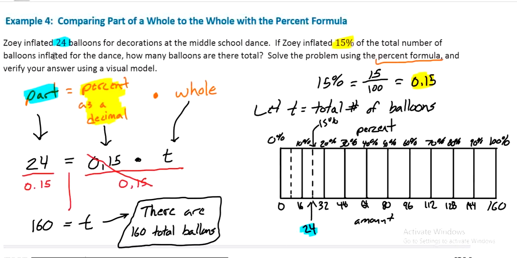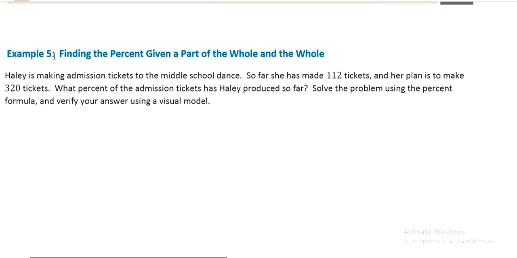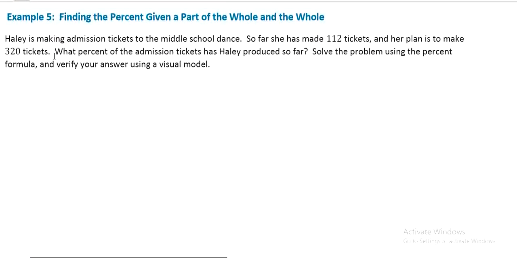Okay, moving along, we'll do example 5. Example 5, we will use the percent formula to answer this question. The question is, Haley is making admission tickets to the middle school dance. So far she has made 112 tickets. Her plan is to make 320 tickets. What percent of the admission tickets has Haley produced so far? Solve the problem using the percent formula and verify your answer using a visual model.